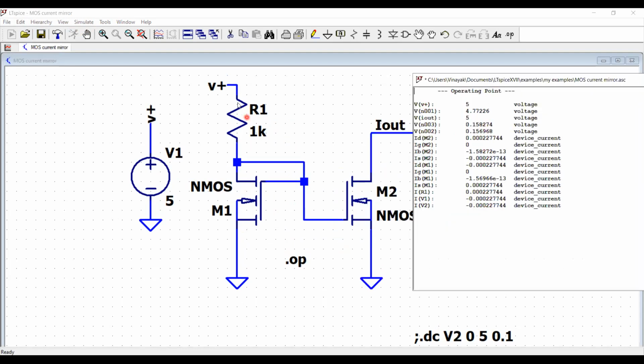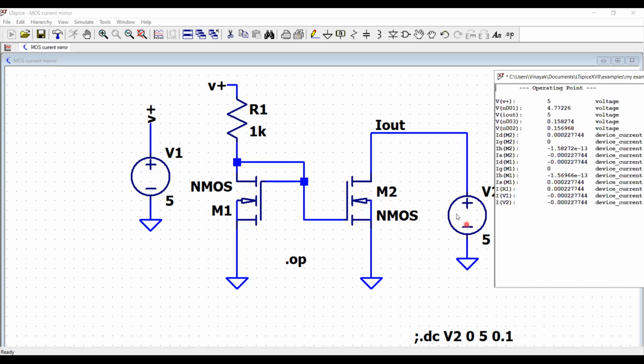So here V plus, which is the voltage here, is 5 volt. Then voltage at net 001, which is possibly this net, is 4.77 volt. Then voltage at I out, this net, is 5 volt, which I have explicitly set to keep that minimum voltage across the output transistor so that it remains in an active mode. Then voltage at the net 003. Now, what is that net? We need to understand, which is 0.1581. And then voltage at the net 002 is also 0.152.